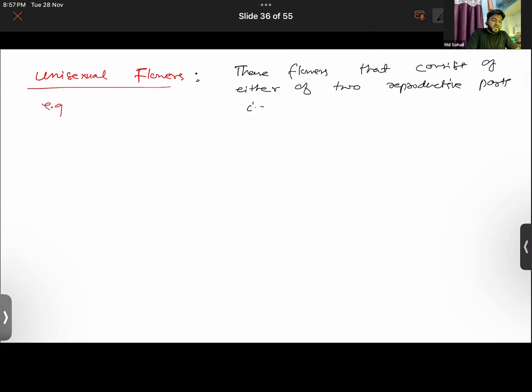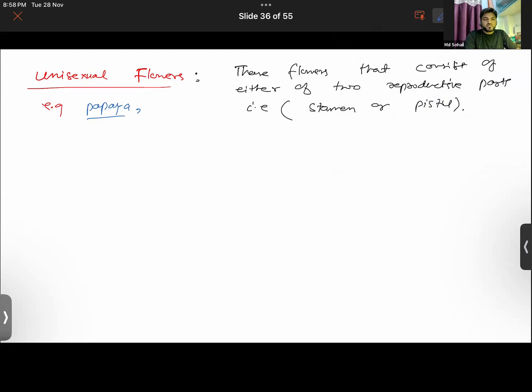Reproductive parts, that is stamen or carpel or pistil simply. All right. Chakrika, the examples you were quoting: papaya, good. Pumpkin. Yes, pumpkin is also a unisexual flower. Then you have cucumber.